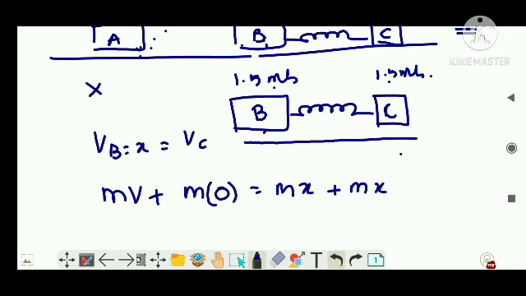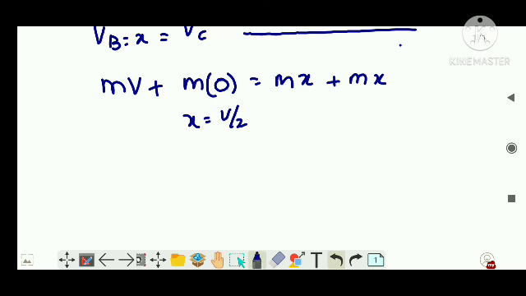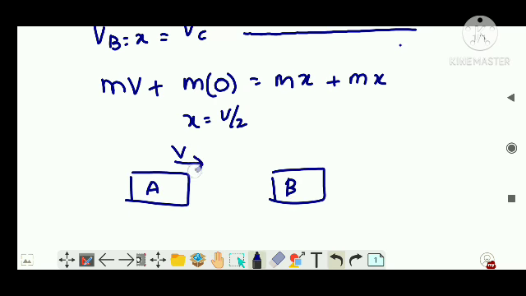Now you can find the value of x is equal to V by 2, right? Both B and C will have equal velocity. When block A collided with B with a velocity V and it underwent an elastic collision, then obviously B will be having velocity V after the collision, and A comes to rest.